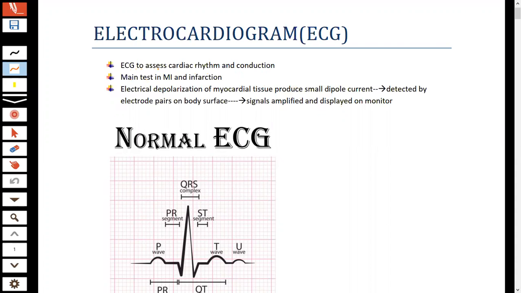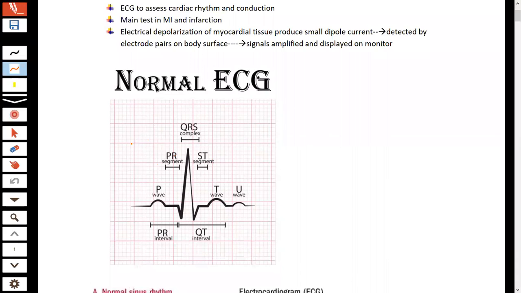It is basically used to assess the cardiac rhythm and conduction. It is the main test for myocardial infarction and other abnormalities of the heart. So what will happen in the ECG? We place the chest leads, limb leads and electrodes on the body surface. Then all the electrical activity of the heart is captured by the electrodes placed on the body surface, and the signals are amplified, and then we can see the ECG like this on the monitor.